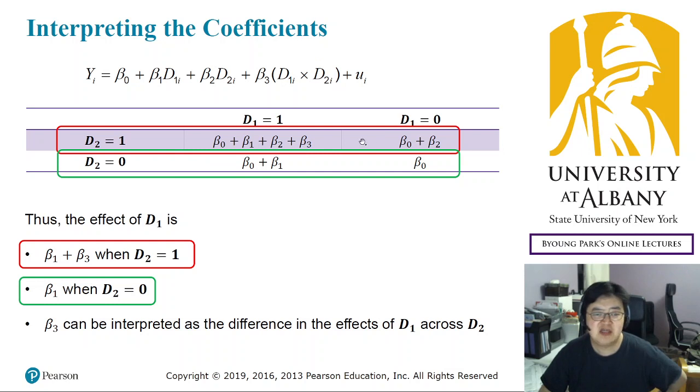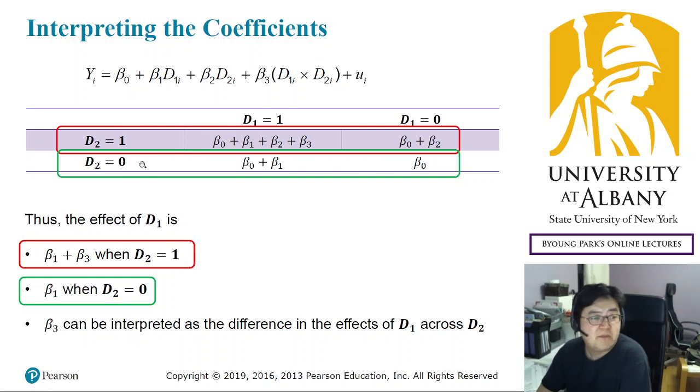And the change, there are 2 different changes, the first row and the second row. So that means the effect of d1 can be calculated in 2 different cases. When d2 equals 1, the difference is a comparison between this and this. So their difference is beta 1 plus beta 3. So this is the effect of d1 when d2 equals 1.